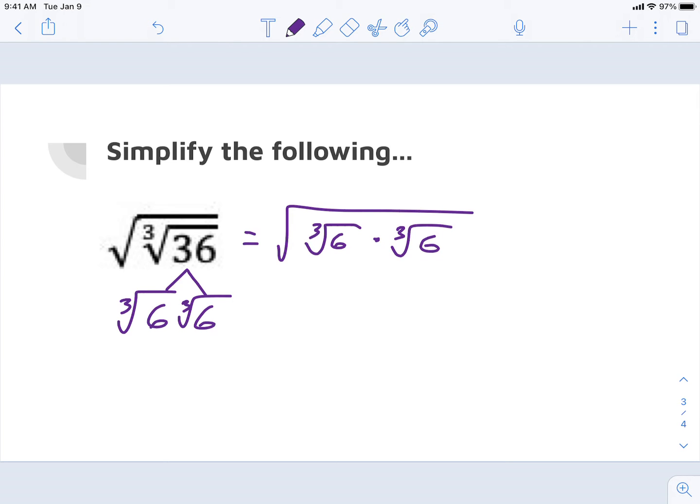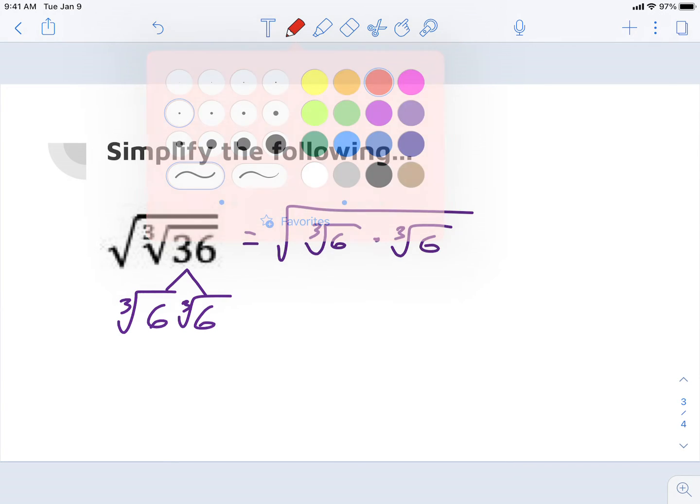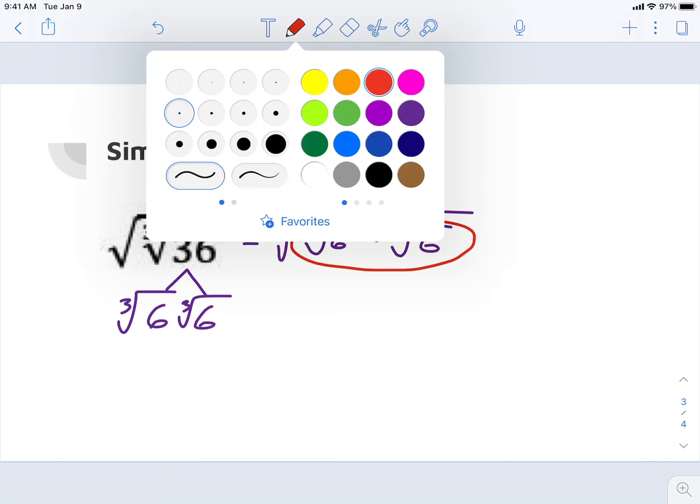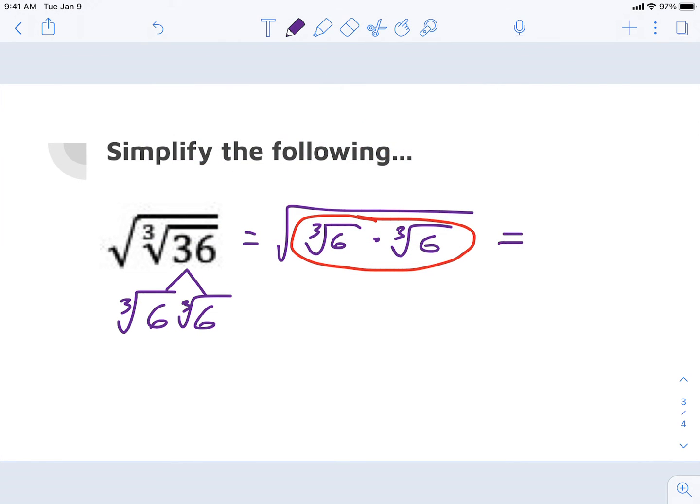And so this would simplify to the square root of the cubed root of 6 times the cubed root of 6. Well, now if I'm taking the square root of everything in here, I'm looking for 2 matching things that are being multiplied together, and that is the cubed root of 6. So the square root of the cubed root of 36 is equal to the cubed root of 6. And if you check this with your calculator, you'd see that the decimal estimates for both the original and the simplified version are the same thing.